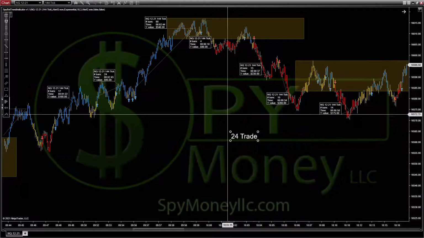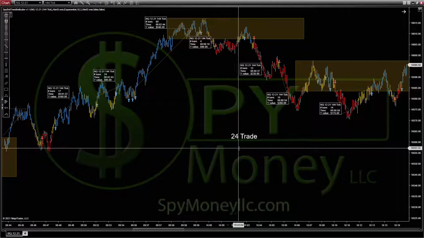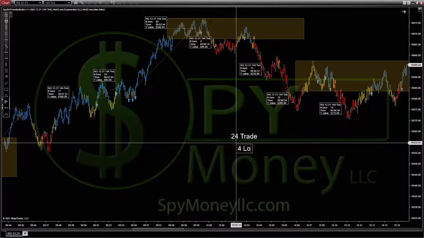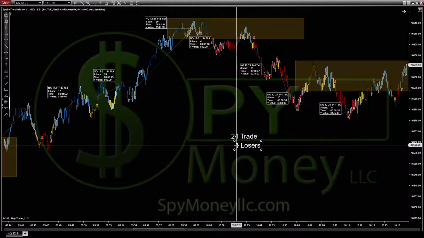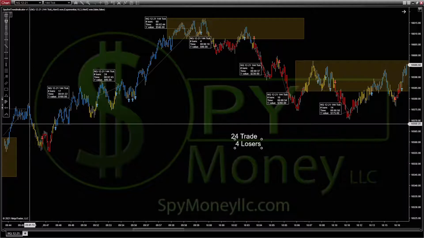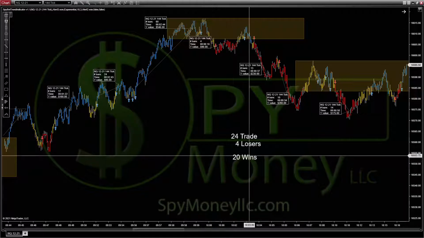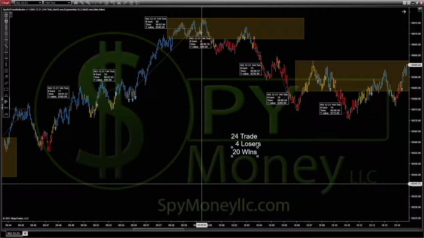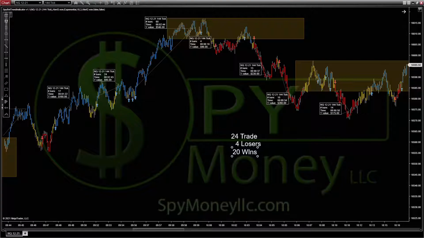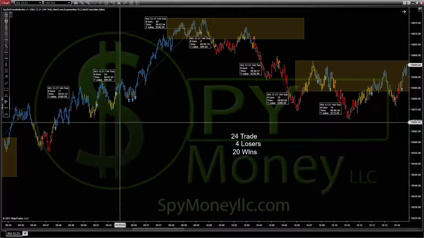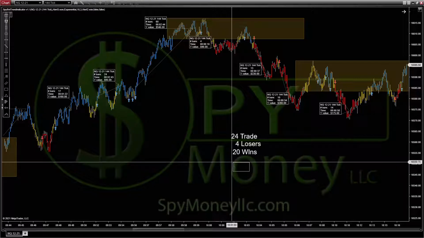And we'll take this one up, and then we're going to go and put in 4 losses. And that means we had 20 winners. We had 20 wins, and we had a total of, let's see here, what was the amount? It was $39.25 in profit. So we had $3,925 total profit, less your commission, of course.